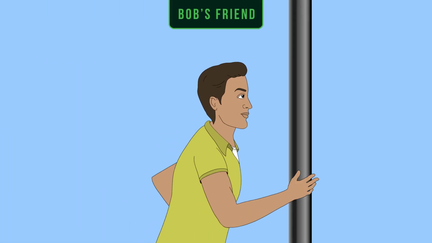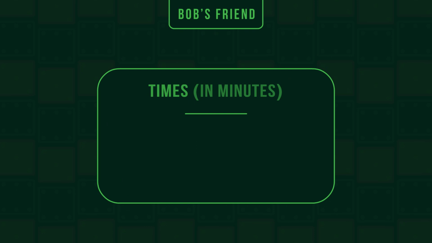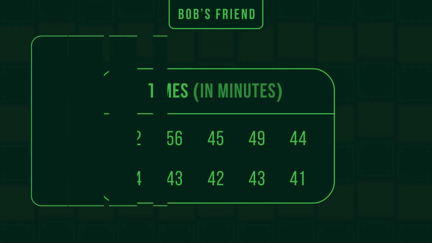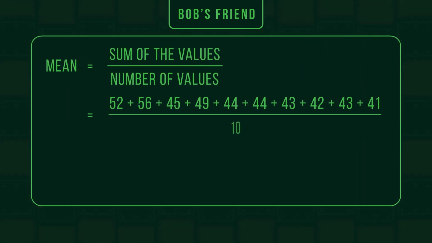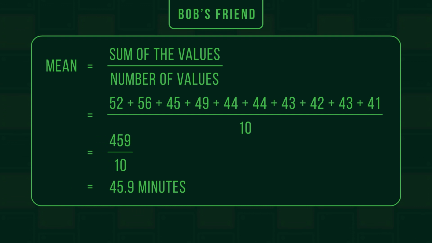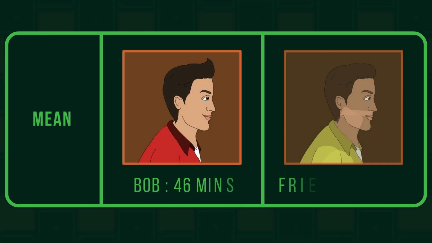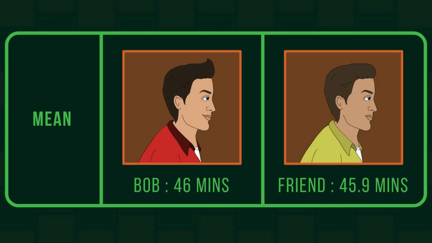Bob's friend is also running in the race. Here are his practice times. Who, on average, the mean, is faster? Pause the video and work it out. You should have worked out that Bob's friend had a mean running time of 45.9 minutes. So Bob's friend is a tiny bit faster, according to mean times.